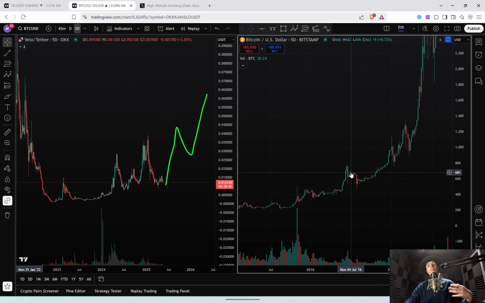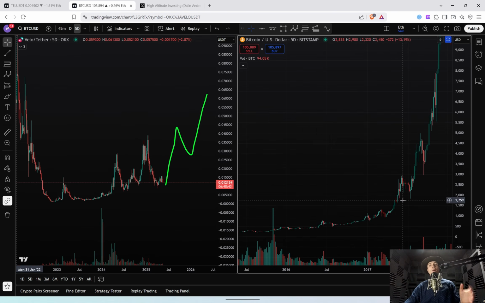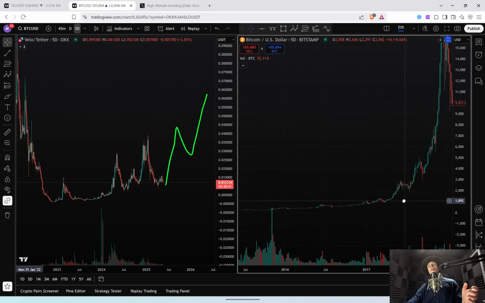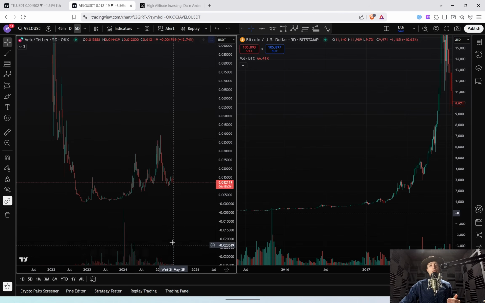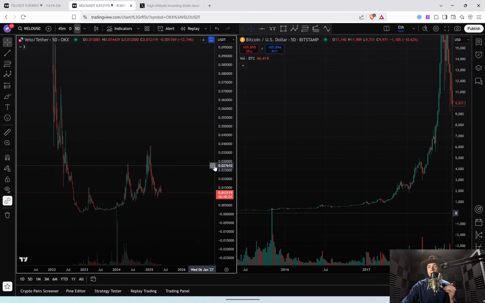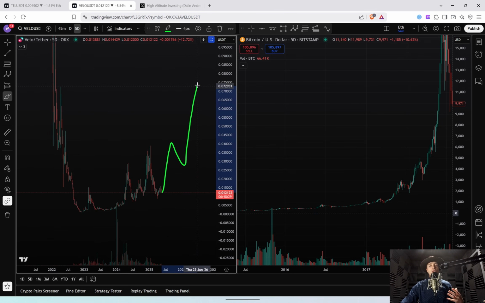As you can see, once Bitcoin built enough momentum, the price of Bitcoin really went vertical and parabolic. So I personally believe Velo will see a very similar kind of run where once we build enough momentum and start to really establish our uptrend here, it's just going to get more and more vertical and really go nuts.